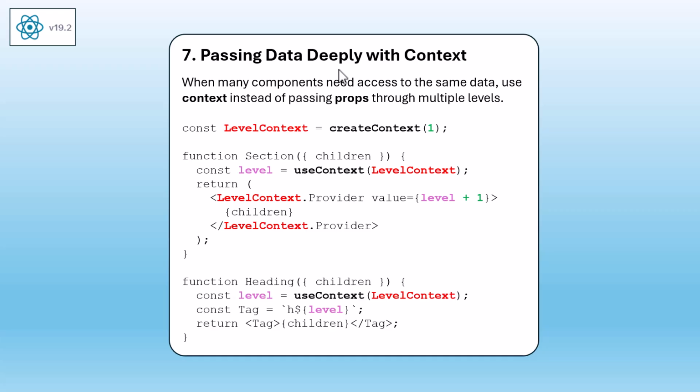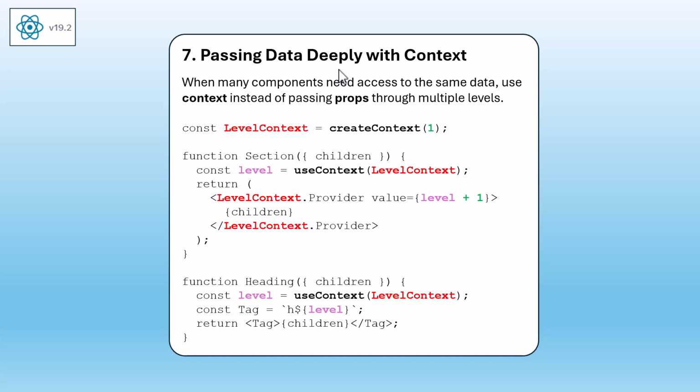7. Passing data deeply with context. Normally, you pass data from parent components to child components using props. But if the same piece of information needs to be used by many components, or passed through multiple levels, this can become cumbersome.